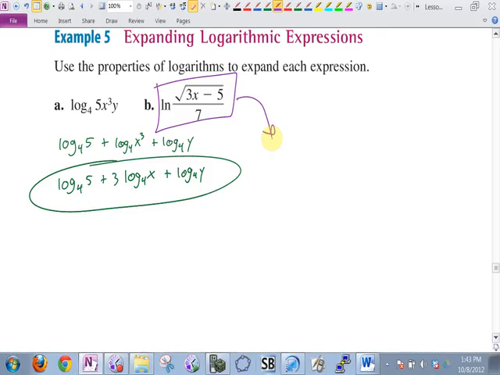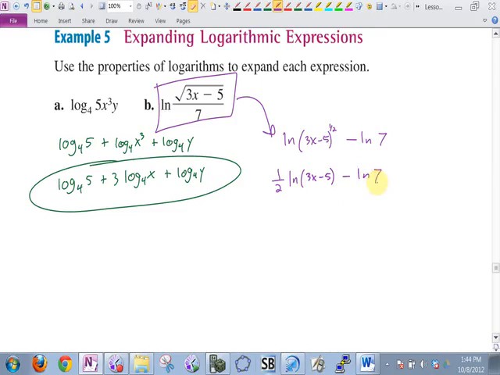And now, again, we go in backwards order of operations. The division is typically the thing you would do last, right? We're going to expand it first. Okay? Then we're going to do the radical. So this becomes the natural log of the square root of 3x minus 5. I'm going to call that 3x minus 5 to the 1/2, minus the natural log of 7. Then that 1/2 comes down. So we have 1/2 natural log 3x minus 5 minus the natural log of 7. So is everybody okay with us up to that point?